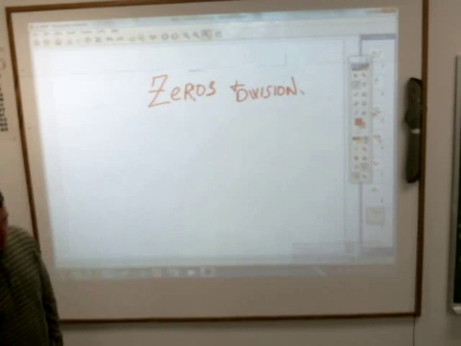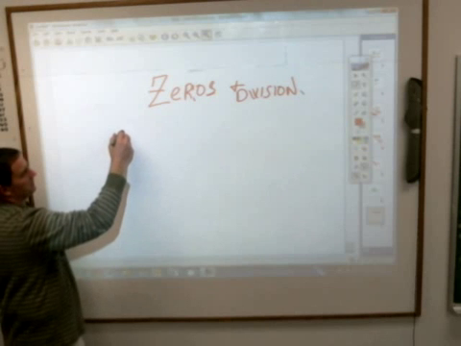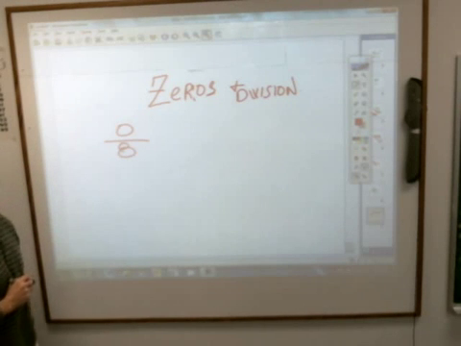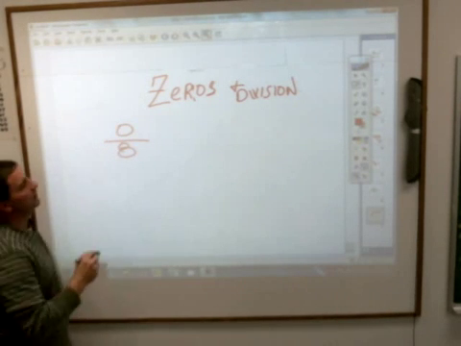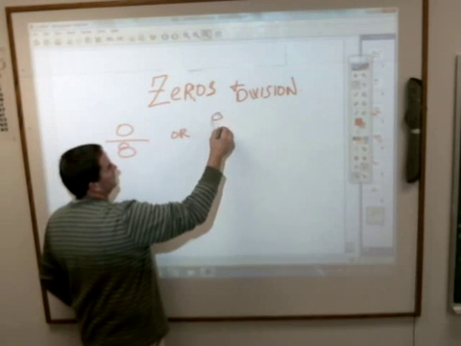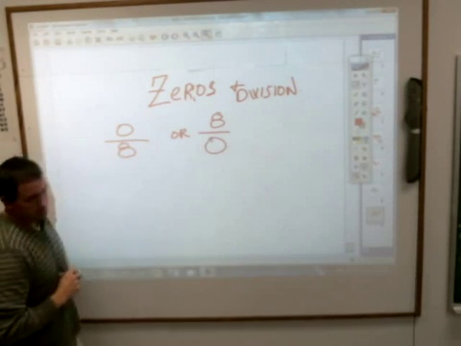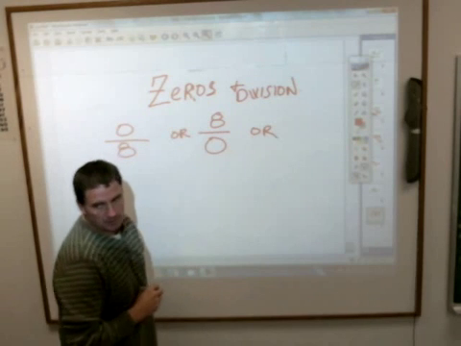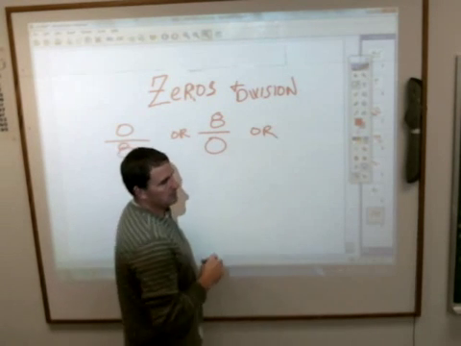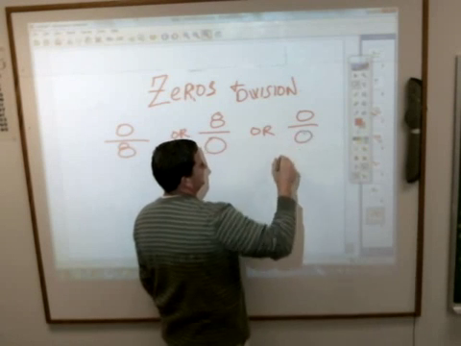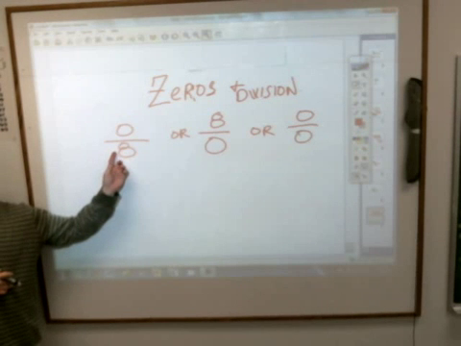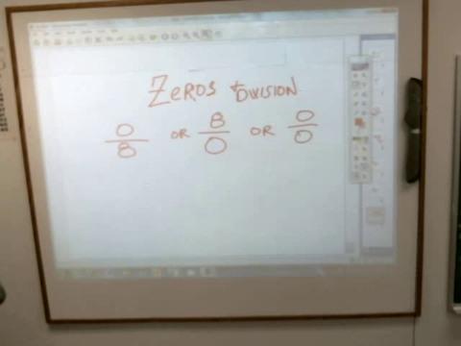Three possibilities. You can either have, let's just say, 0 divided by 8. Okay, you can have 0 divided by some number, or you could have some number divided by 0, or you could have, anybody know what my third one is? You have 0 divided by 0. And this one technically isn't dividing by 0, but it's something we have to throw in there because you have to be able to recognize the difference here. Three choices with zeros in the division problem.